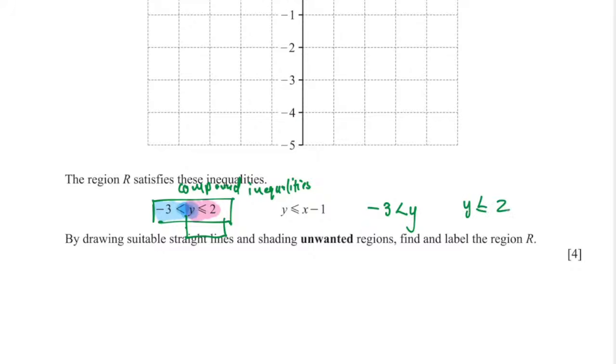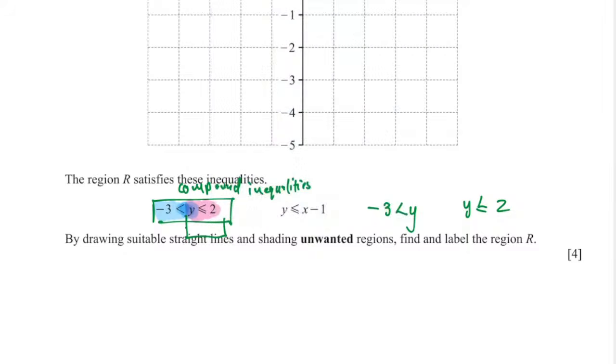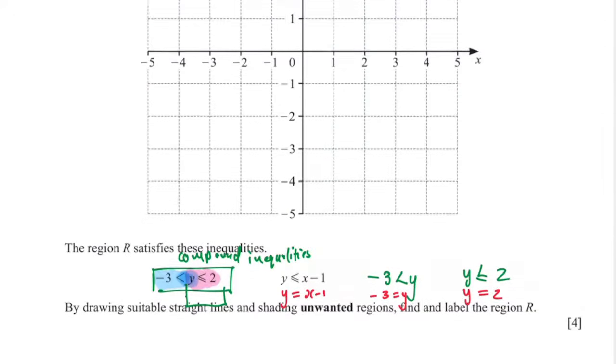Now, what is the first thing that we are going to do? The first thing that we are going to do is change it to an equal sign. Don't leave it in this form. So you'd say y is equal to x minus 1. Here, minus 3 is equal to y. Here, y is equal to 2. These three. Then what you do now, you plot these lines.